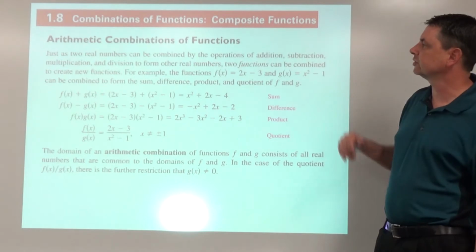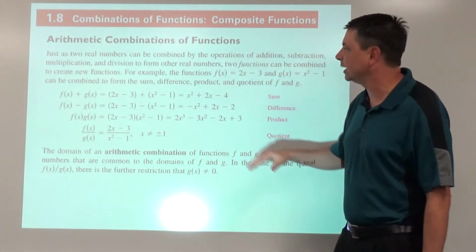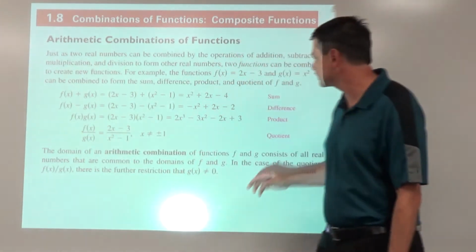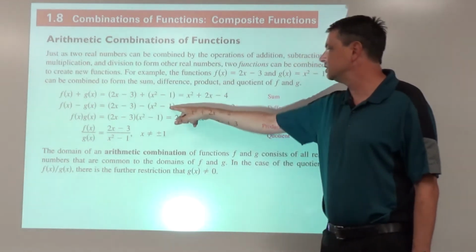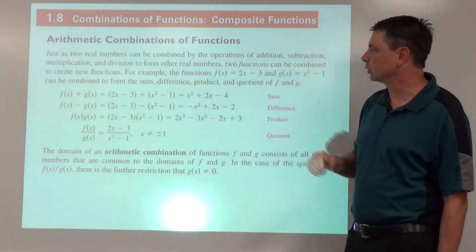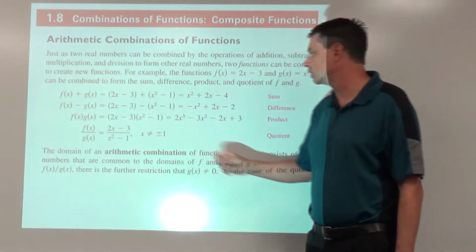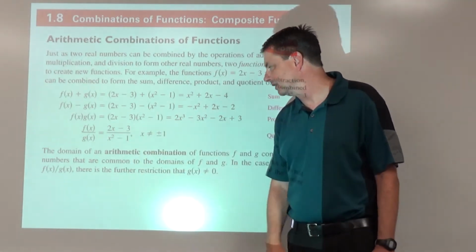So combinations of functions, if we look at arithmetic combinations, we're talking about adding, subtracting, multiplying, and dividing of functions. So we've got the sum function, where we just add them together. The difference function, where we just subtract the two. And the product, we multiply the two functions together. And the quotient function is where we divide them.